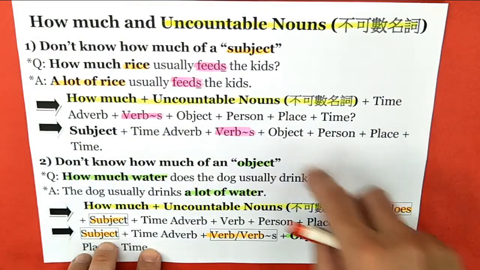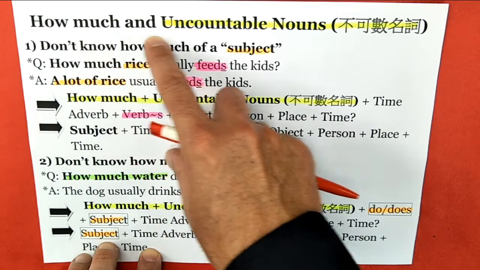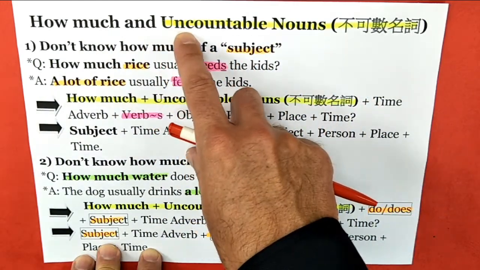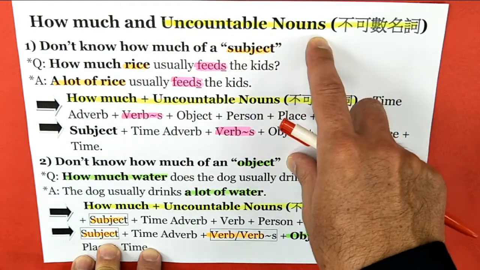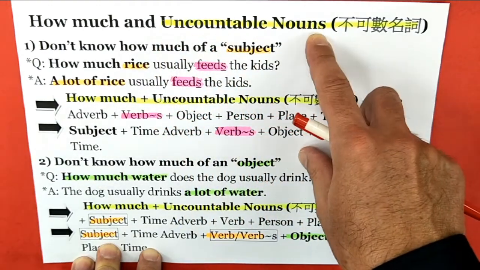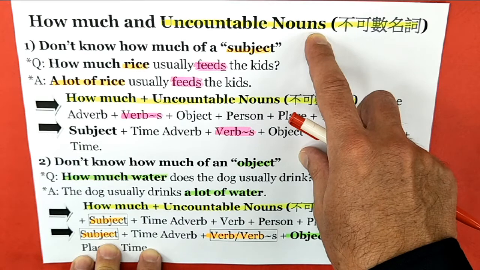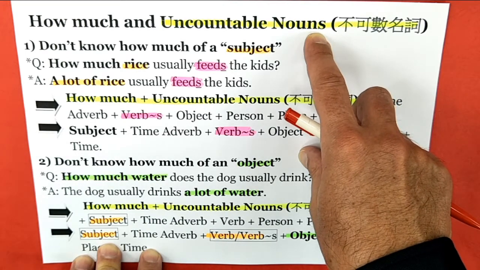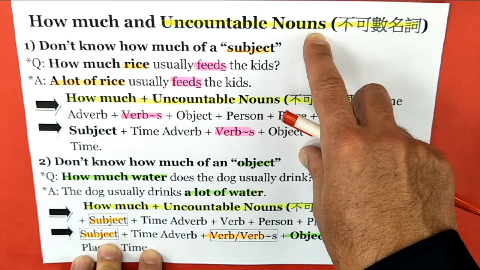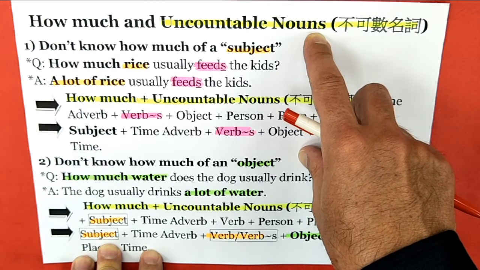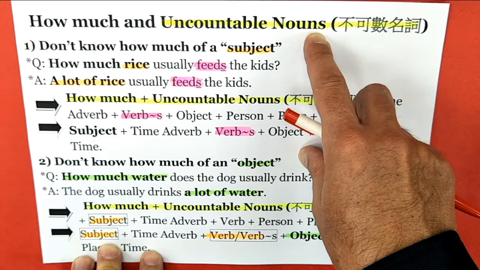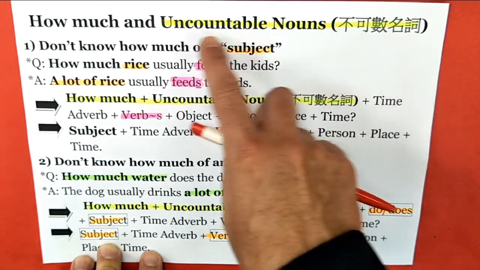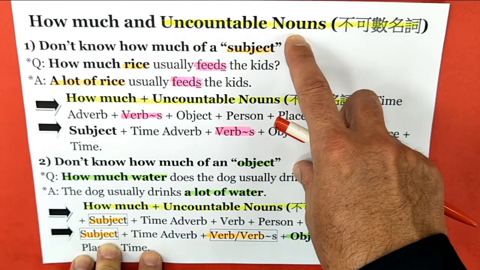Oh, this is called how much and uncountable nouns. What is an uncountable noun? An uncountable noun is something you cannot count. Water. You cannot say 1 water, 2 waters, 3 waters. Impossible. You can't do that. Water is an uncountable noun.